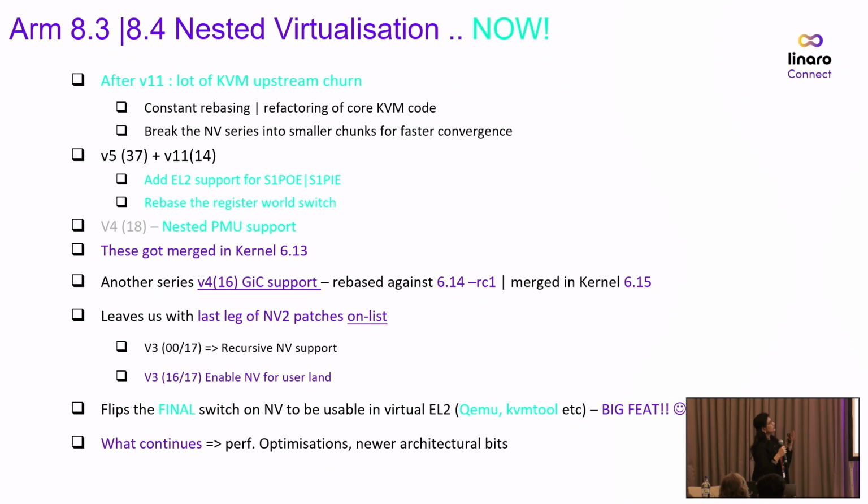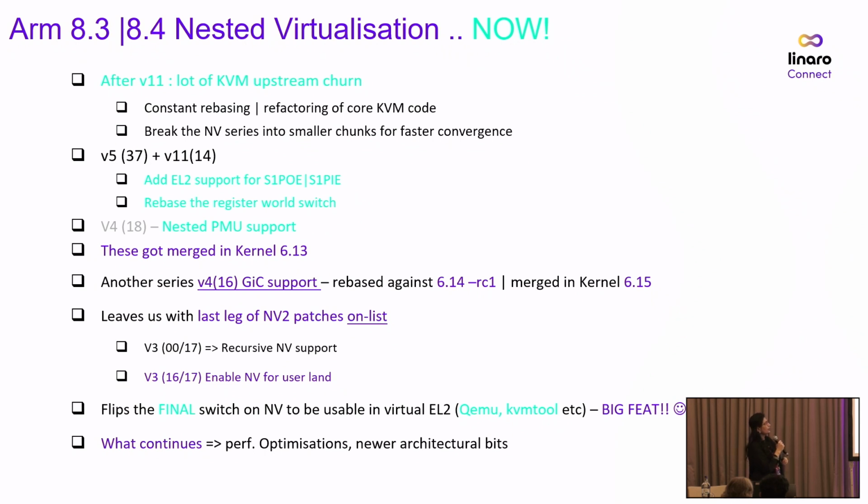So there was a change in approach. Rather than having a patch set of 60 patches, it was thought best to break it down into smaller achievable chunks to expedite the upstream merge. So from here, when I talk about it, it is patch sets topic by topic. You have version 5 and version 11, which is around adding EL2 support for stage 1 POE and PIE, that's permission overlay and permission indirection.